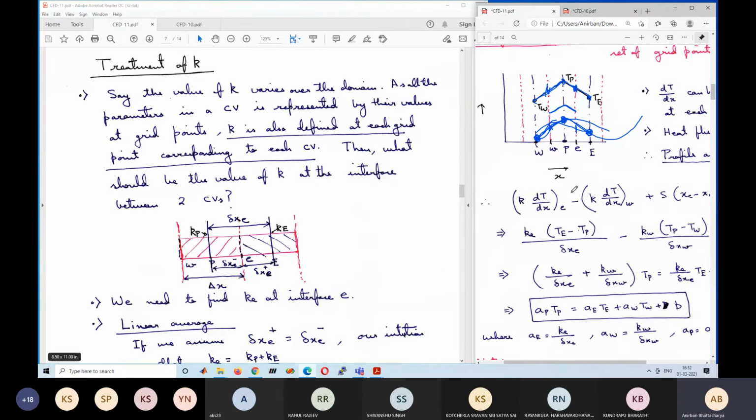So say the value of K varies over the domain. Again, I have drawn the domain here. I have just drawn 2 control volumes, the P control volume and the E control volume. Discussing one of the interfaces is fine, because you can just use the same method for the other interface.